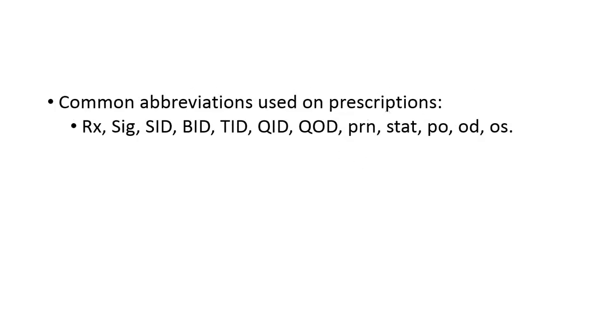Common abbreviations used on prescriptions: X means to dispense, SIG means write on the label, SID is used in veterinary medicine, not used in human medicine. QD is used in human medicine. SID once a day, QD means once a day. BID is twice a day, TID 3 times a day, QID is 4 times a day, QOD is every other day, PRN means as needed, STAT means now, PO means per os, OD means right eye, OS means left eye.